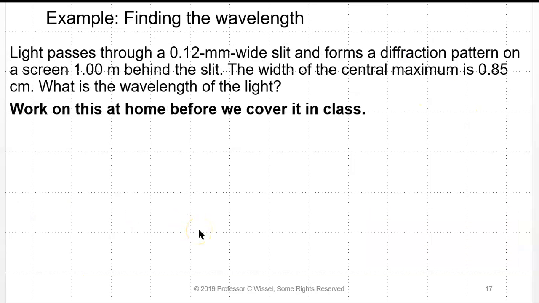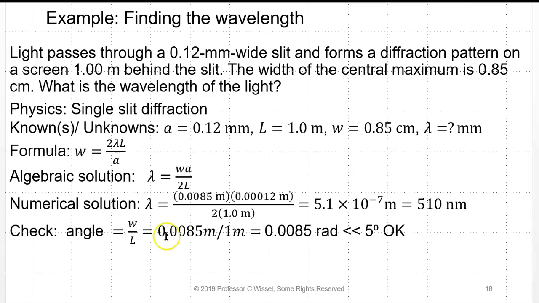Light passes through a 0.12 millimeter wide slit and forms a diffraction pattern on a screen 1 meter behind the slit. The width of the central maximum is 0.85 centimeters. What's the wavelength of the light? The physics of this is single slit diffraction. We know a, we know L, we know W, but we want to know lambda. So W equals 2 lambda L over a. We solve it for lambda: lambda equals W a over 2L.